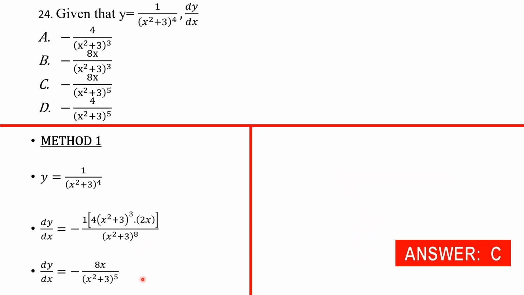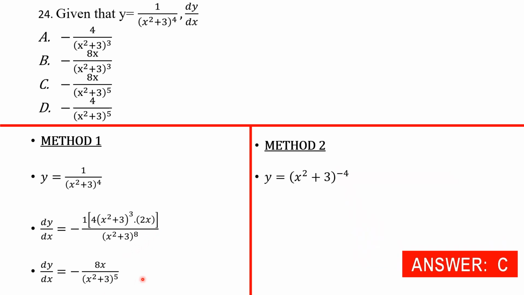But a simpler way to go about it would be to recognize that this is 1 over this, so we can use indices to write that this is x squared plus 3 raised to the negative 4. And so you notice that you can just use the power rule of differentiation here. So this negative 4 comes down, we subtract 1 from the power, which makes it negative 5. Then we differentiate the inner function, so we have this as a derivative, which again simplifies to give us C as the answer.